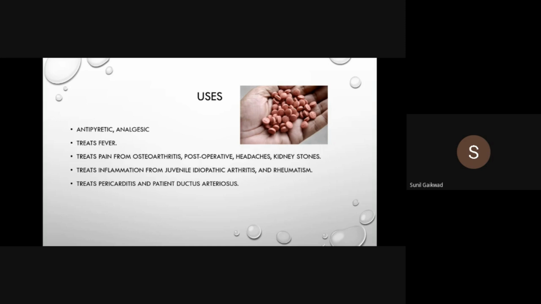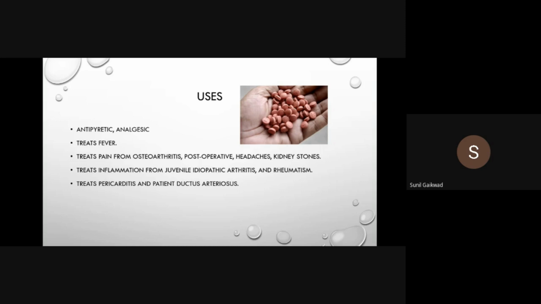Idiopathic is something whose reason of pain or reason of origin of disease is not known. And arthritis is the inflammation of the joints. So in kids, when sometimes arthritis occurs and we don't know from where it is occurring, it is used to treat the pain there temporarily. And rheumatism is another form of arthritis.